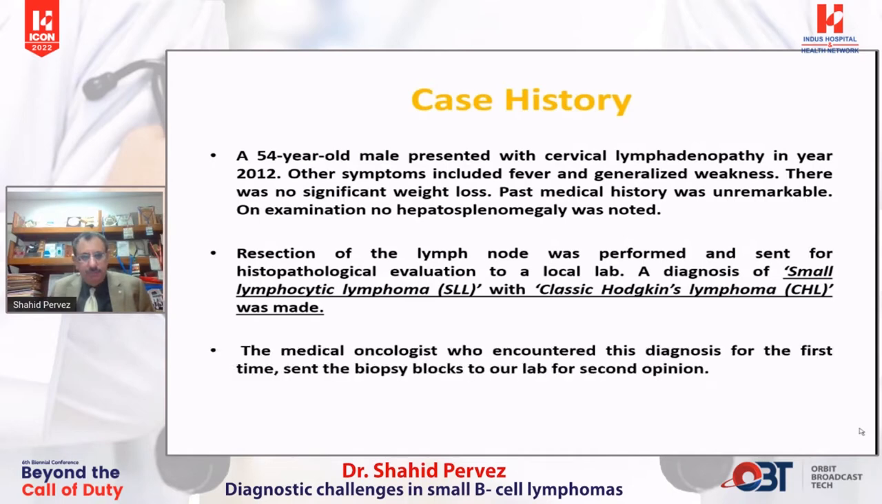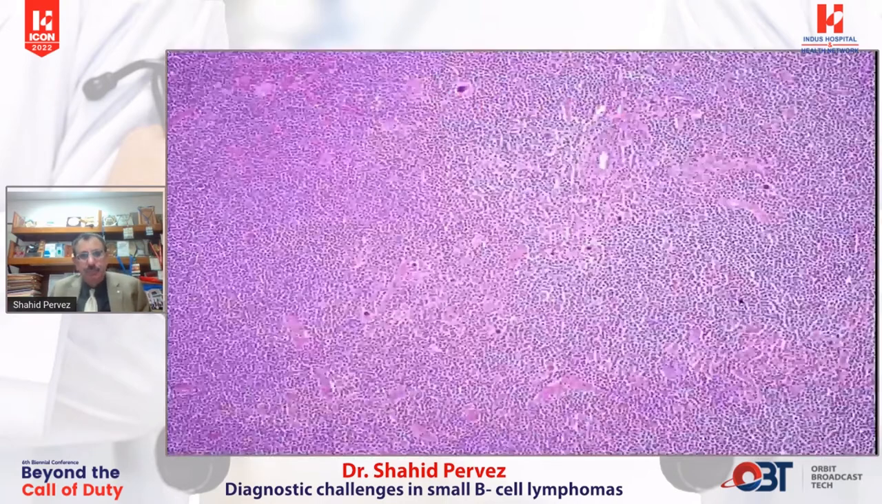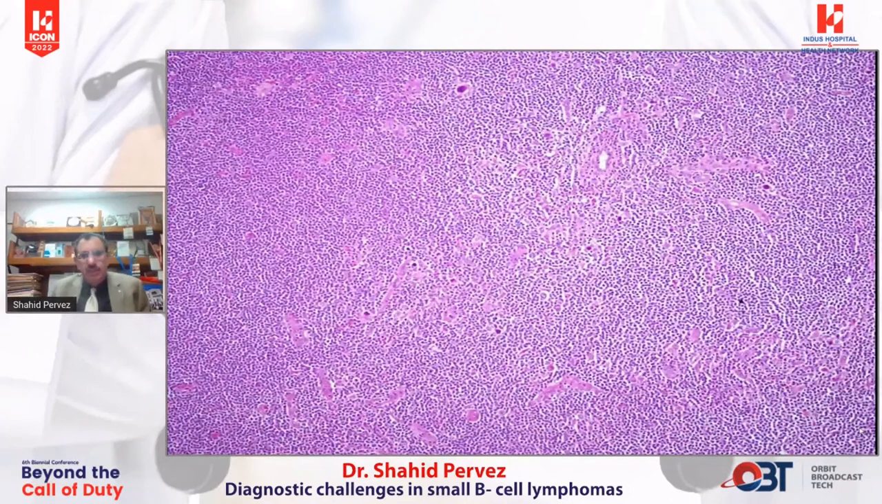So dual pathology. The medical oncologist who encountered this diagnosis for the first time sent the biopsy blocks to our lab for second opinion, as it was for the first time for him to encounter such a diagnosis. So he was confused. So this is the low power H&E, and you can see that the lymph node is replaced by these small monomorphic cells, and amidst this you may recognize these large atypical cells, right? These ones.